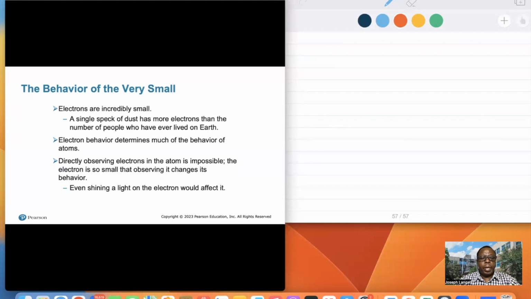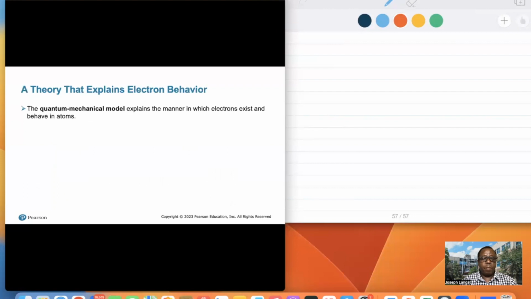Unfortunately, direct observation of an electron in an atom is impossible. For us to look, we need to use light to see where they are. And if you shine light on electrons, they behave differently. It changes their behavior because they interact with light. That is the nature of the behavior of electrons.